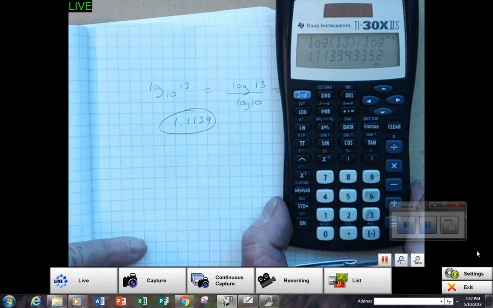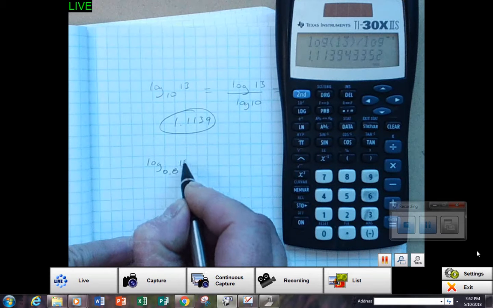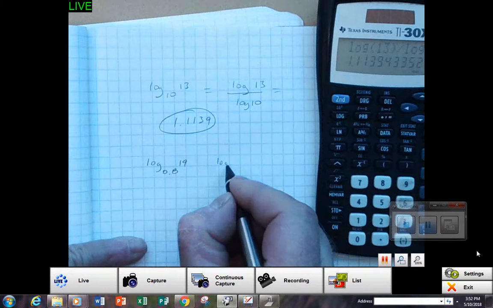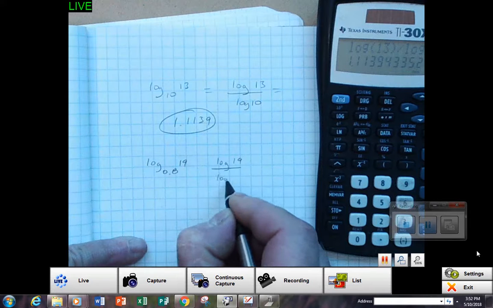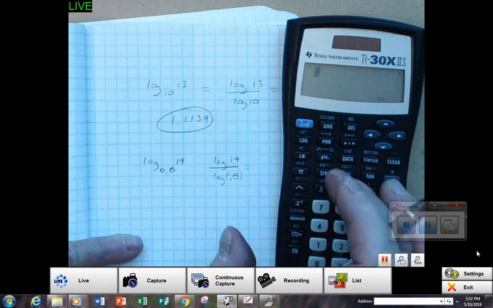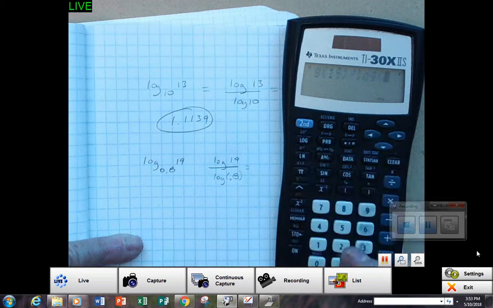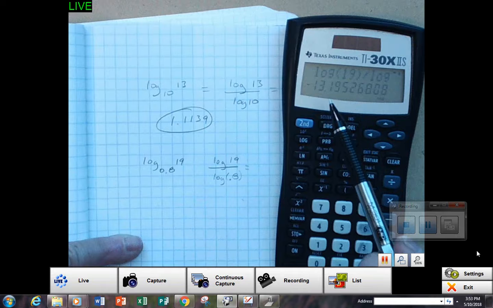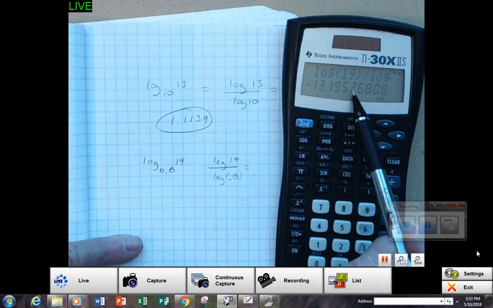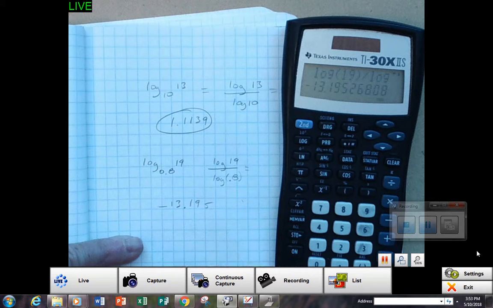All right, next one is log with base 0.8 of 19. So you do it the same way. Log 19 divided by log 0.8 on your calculator. So here I go. Clear that. So log 19, close that, divided by log 0.8. Round to 4 decimal places. So 1, 2, 3, 4. That's going to round up to a 3 because the number next to it is 5 or more. So that gives me negative 13.1953.